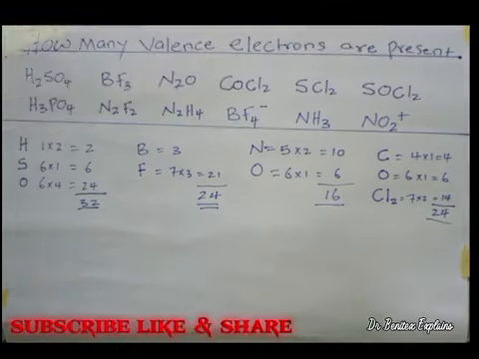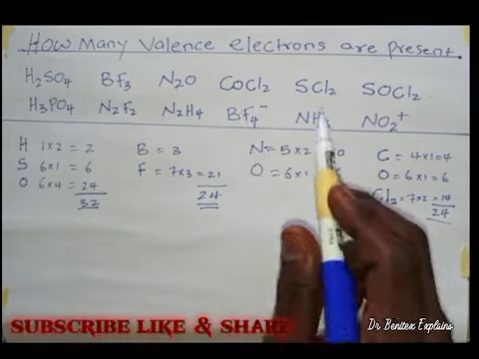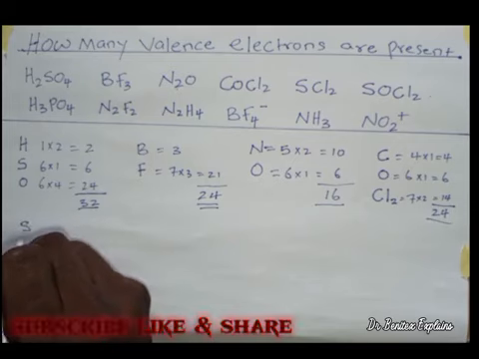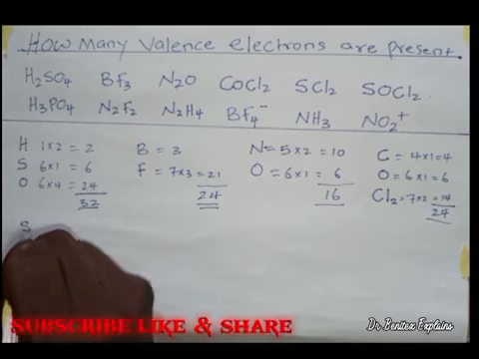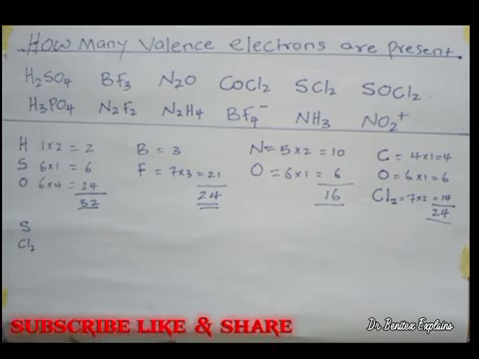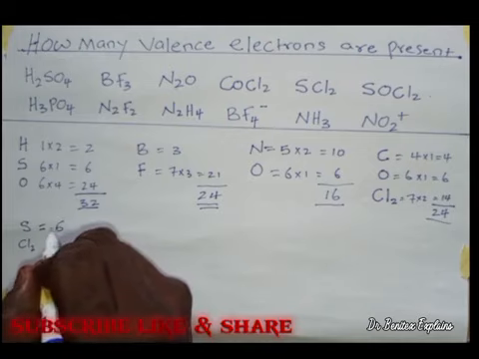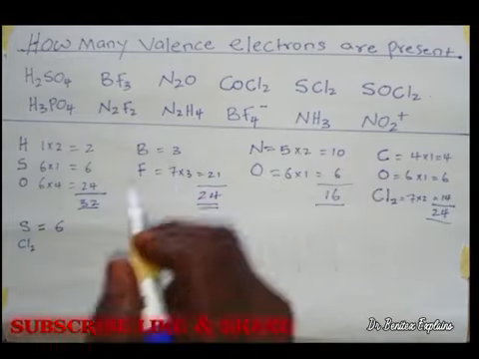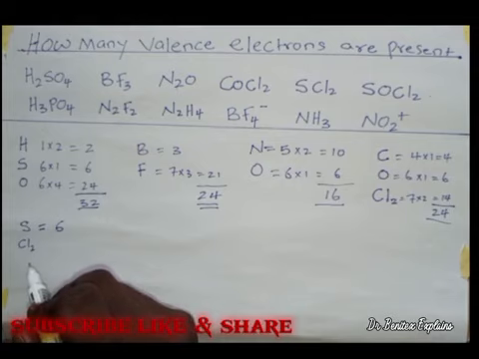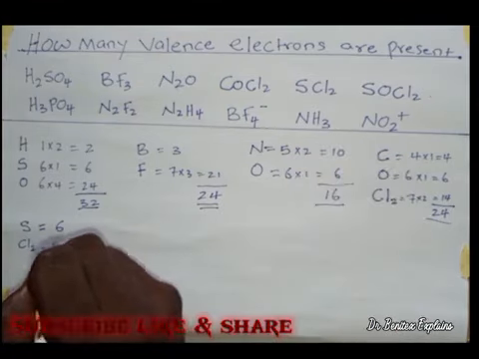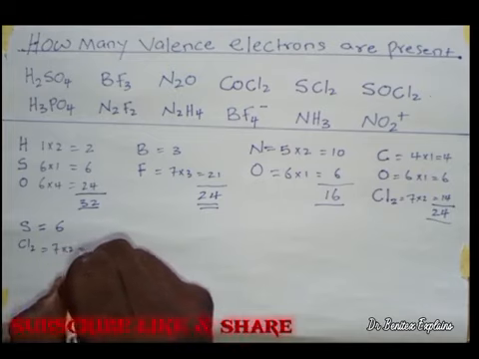Let's now go to the next molecule. The next molecule here is going to be SCl₂. So we have S, sulfur, and chlorine, Cl₂. How many valence electrons are there in sulfur? Sulfur is in group 6. So we have 6 valence electrons, and we have just 1 sulfur atom here. So we have 6. Now, how many valence electrons are there in chlorine? Chlorine is in group 7, and there are 2 chlorine atoms here, which gives us 7 times 2, which is equal to 14.